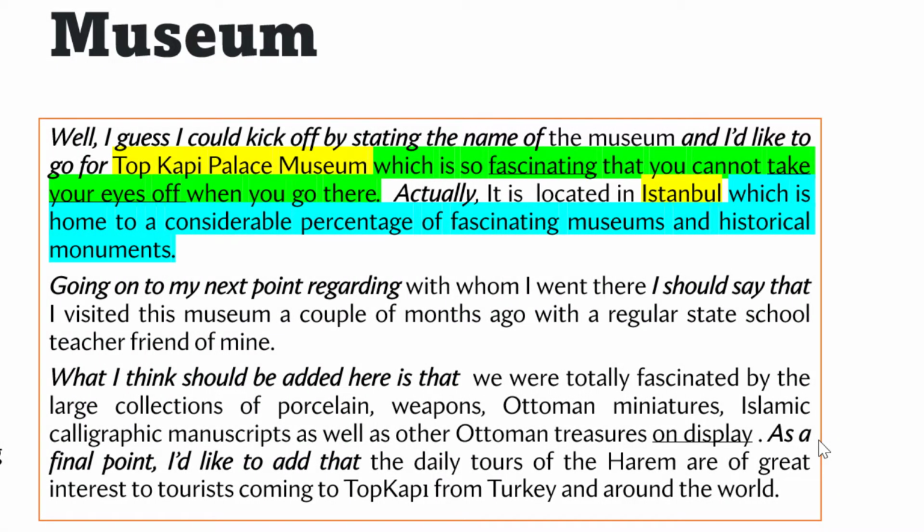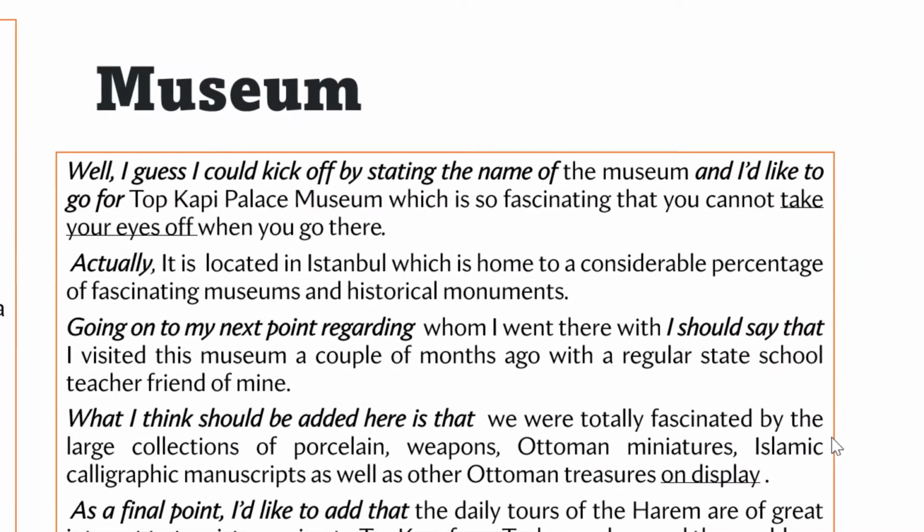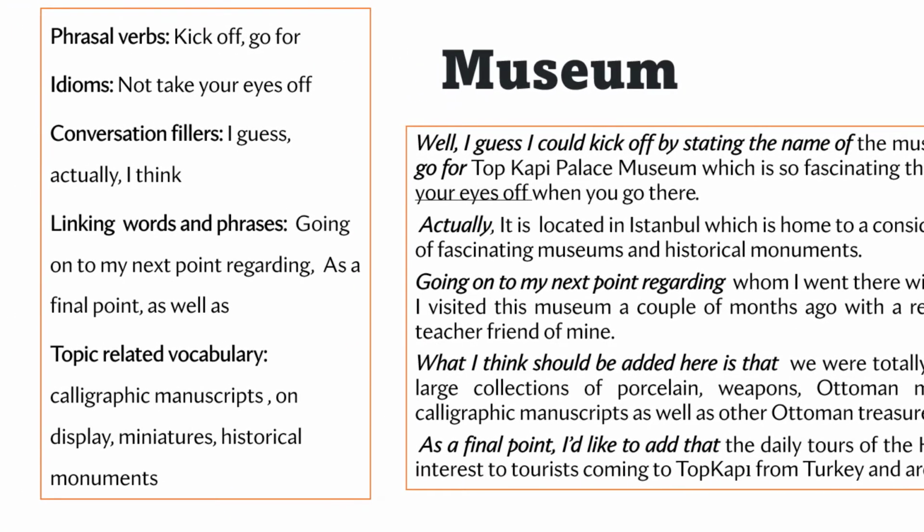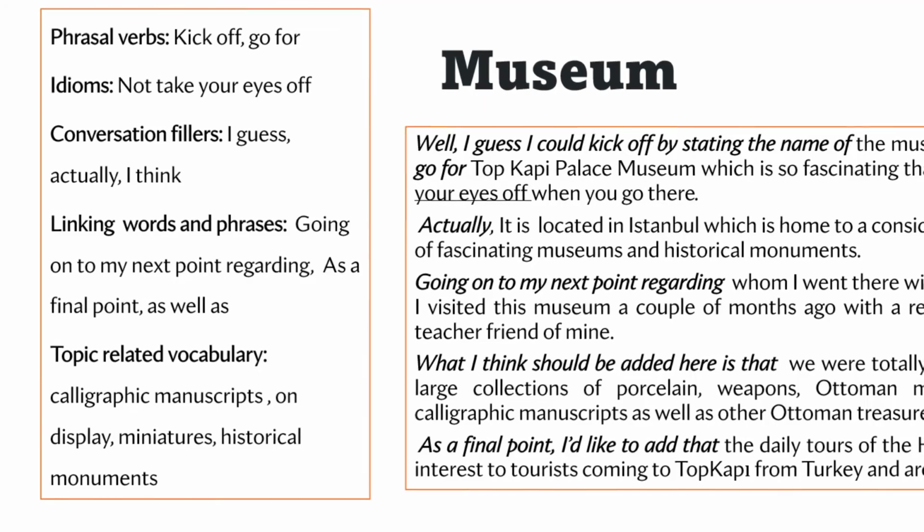You can add more details to your responses by using adjective clauses. Topkapı Palace Museum, which is so fascinating that you cannot take your eyes off when you go there. Or Istanbul, which is home to a considerable percentage of fascinating museums and historical monuments. This response is typical of a 7+ score because it includes examples of phrasal verbs, idioms, linking words and phrases, conversation fillers, topic-related vocabulary, simple and complex sentences, etc.